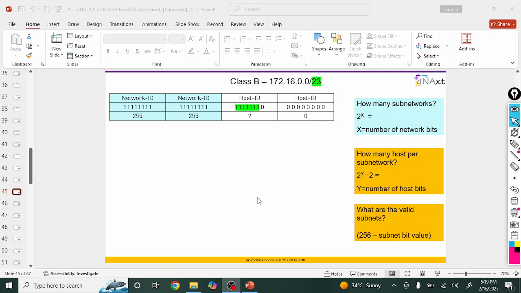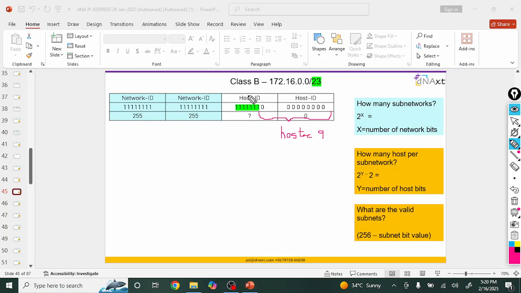In this video, we'll be discussing slash 23 of Class B. Slash 23 means there are 23 bits assigned to the network, and the remaining 9 bits out of the total 32 bits are the host bits. These are the host bits, which are 9.